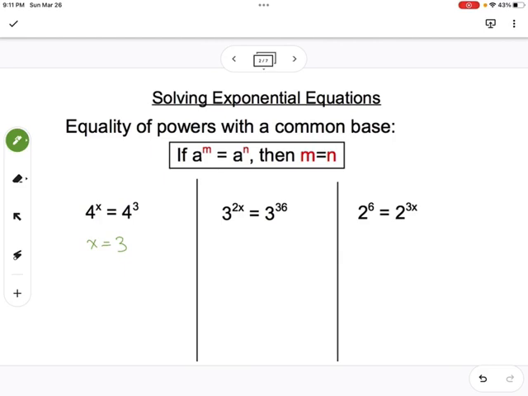Looking at the next one, we have 3 to the 2x equals 3 to the 36. We have the same base. They both have a base of 3. We can drop the base and just write the exponents. So 2x equals 36. To solve for x, we need to bring that multiply by 2 to the other side, and we'll divide. So x equals 36 divided by 2. And we get x equals 18.